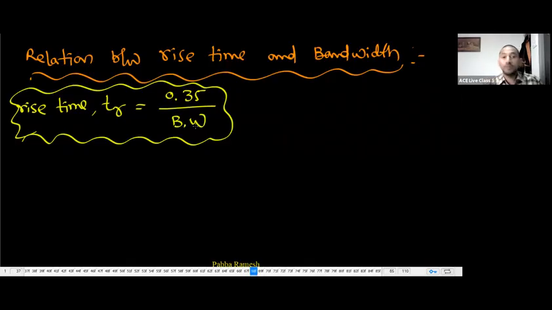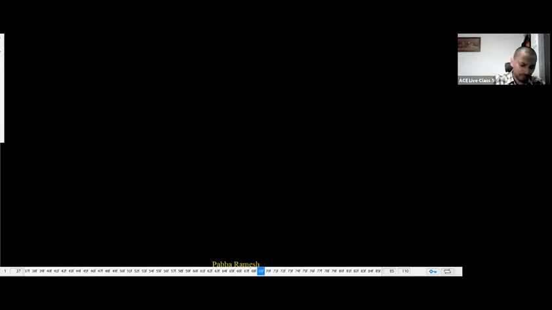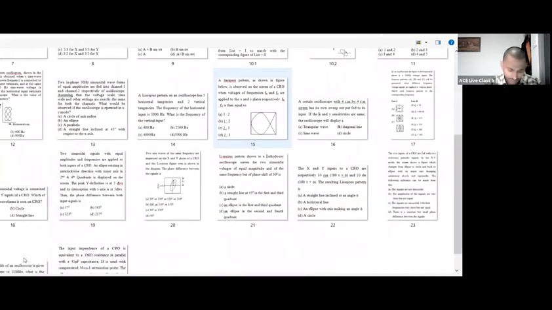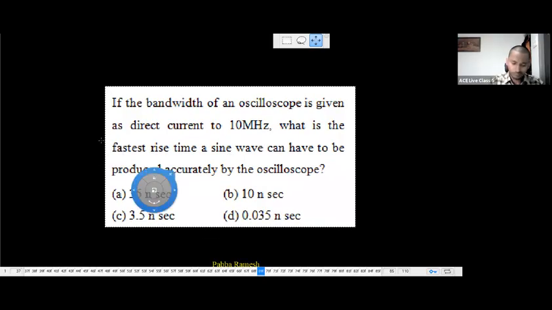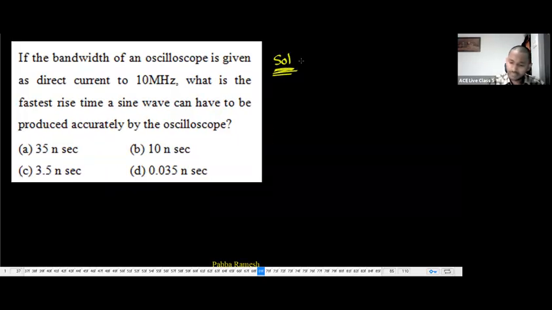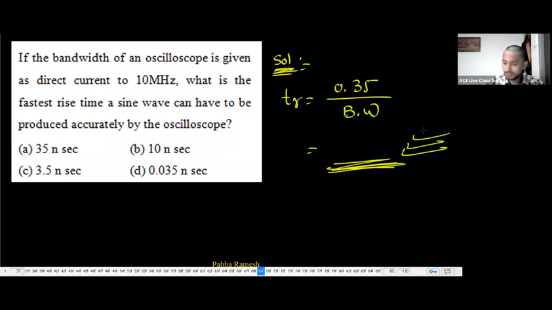In the ESC objective paper, the formula may be a direct question, or sometimes a very, very simple question may be given with confusing values. Now try this. He's asking rise time. So the rise time formula is 0.35 by bandwidth. Now I gave the formula. Kindly simplify and tell me. It looks very simple, but many people give the wrong answer for this because of confusion over the decimal point.